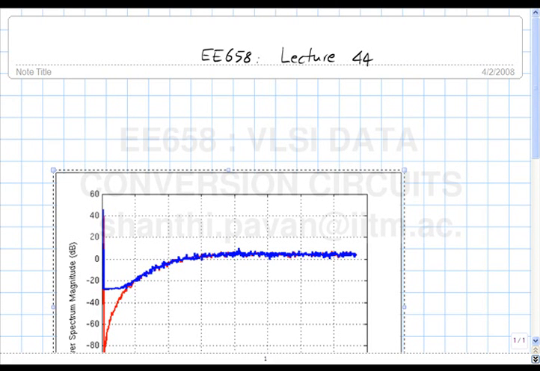So yesterday we were talking about the virtues of taking averages of FFTs of windowed data. The FFT record length is not to be confused with the total data record length, right? The total data record is chopped up into many chunks. You take windowed FFTs on each one of those chunks and average the magnitude squares.